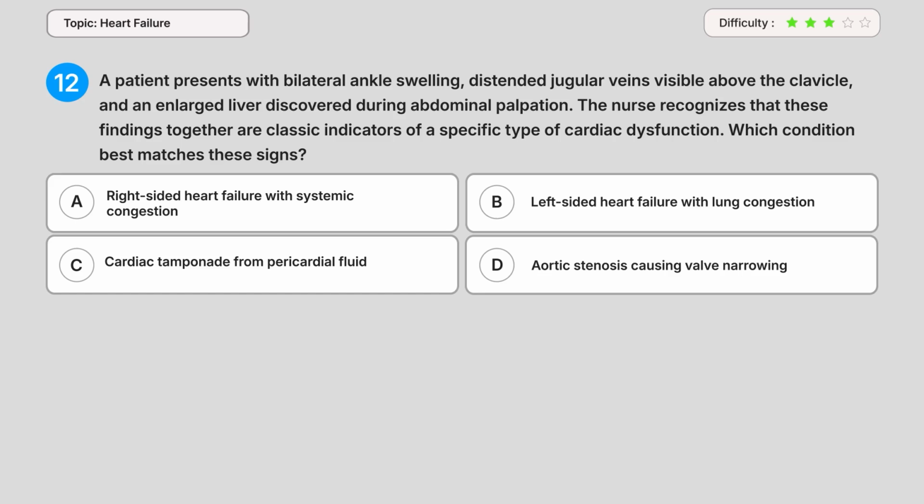A. Right-sided heart failure with systemic congestion. B. Left-sided heart failure with lung congestion. C. Cardiac tamponade from pericardial fluid. D. Aortic stenosis causing valve narrowing. Do you know the answer?